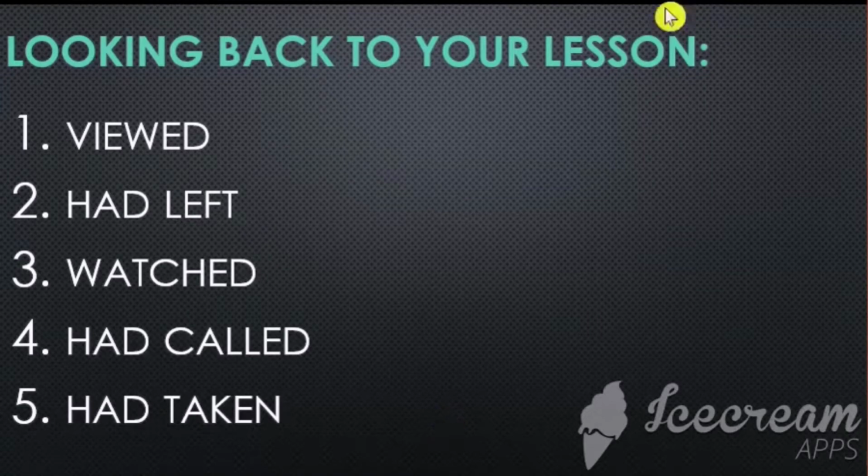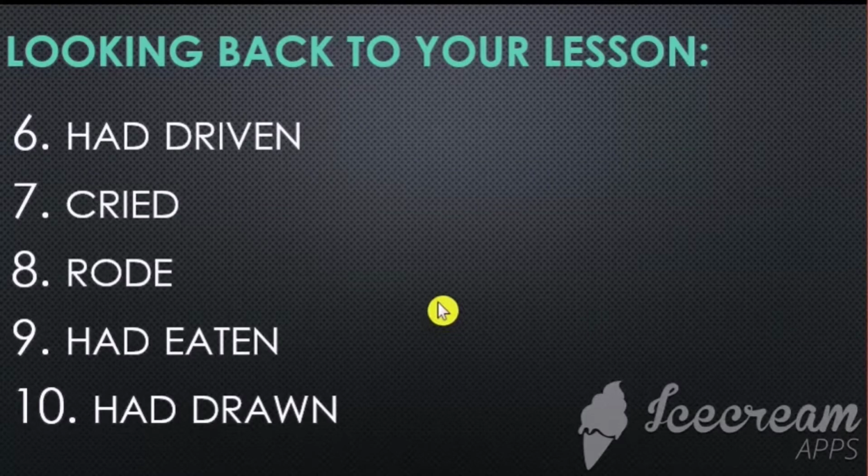Okay, let us now proceed to number 6 to 10. Answers from 6 to 10. 6. Had driven. 7. Cried. 8. Rode. 9. Had eaten. And number 10, had drawn. So you write your score beside the answer sheet of looking back to your lesson.